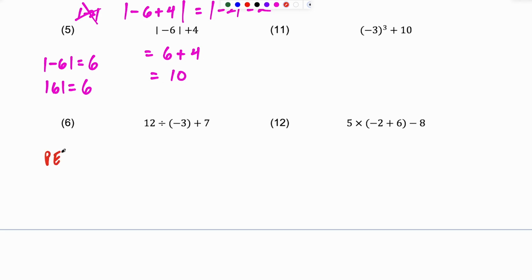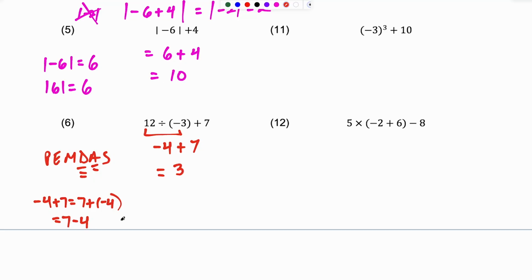So order of operations tells us that we are going to divide before we add. Okay, so we're going to do the division first. And 12 divided by negative 3 equals negative 4. And then we have negative 4 plus 7. And negative 4 plus 7 is equal to positive 3. Just know negative 4 plus 7 is the same thing as 7 plus negative 4. And 7 plus negative 4 is equal to 7 minus 4, which once again is equal to 3.